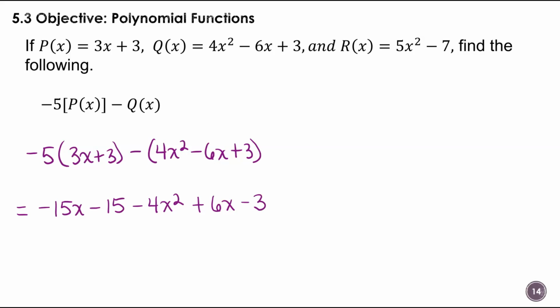Okay, so we have these like terms, right? Negative 15x and positive 6x. And then we have a negative 15 and a negative 3. So those are the ones we can combine. All right, so I'm going to write the negative 4x squared because it doesn't have anything to combine with, right? We can't combine it with anything. Negative 15 plus 6 on the x's would give me a negative 9x. Negative 15 and negative 3 would be negative 18. And that's it for that one.